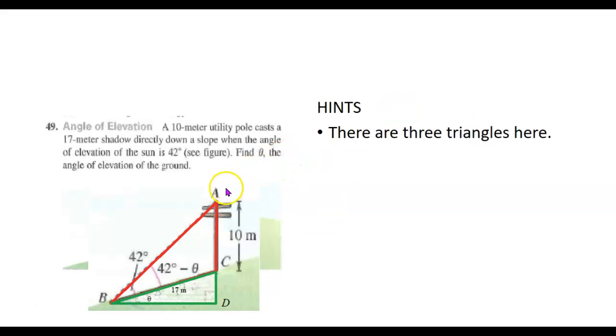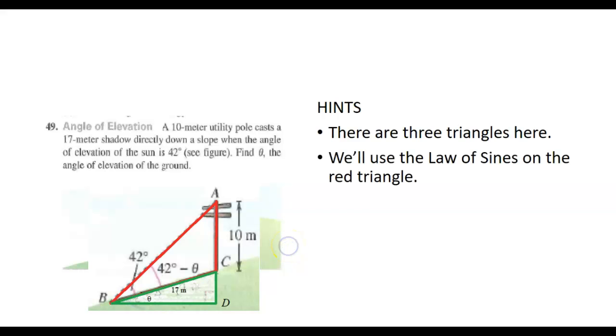There are three triangles here. There's the one I've outlined in red, there's the one I've outlined in green, and then there's the big triangle that's made up of sort of both of them stacked on top of each other. That goes from A to B to D. So there's ABC, there's BCD, and there's ABD.